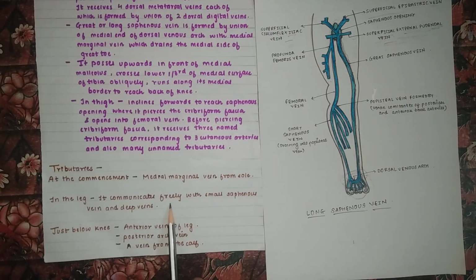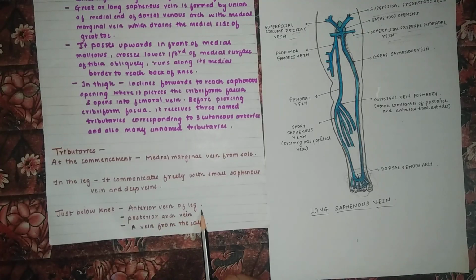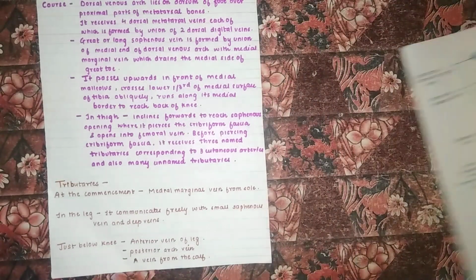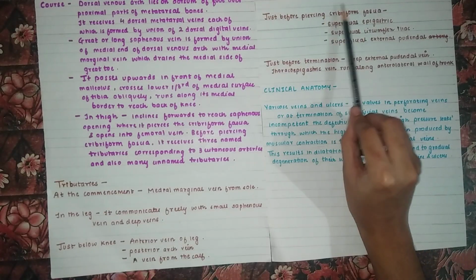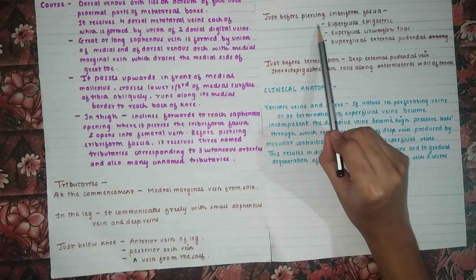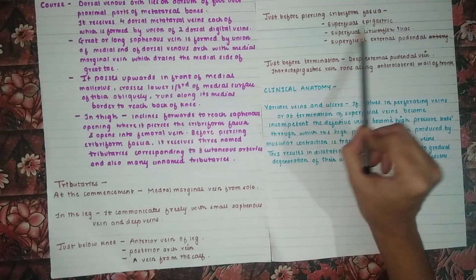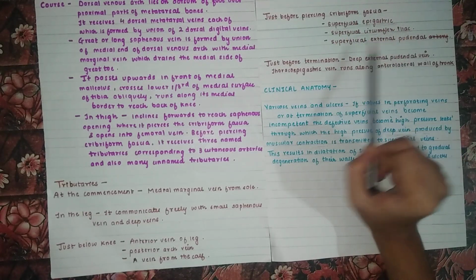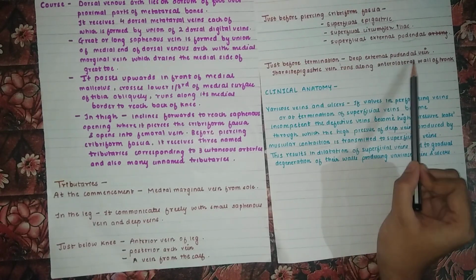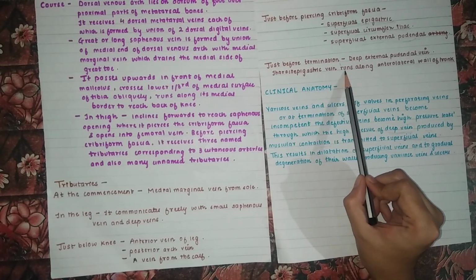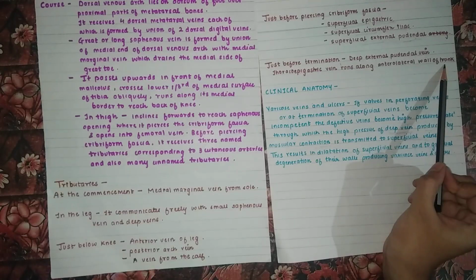Its tributaries: at the commencement, medial marginal vein from the sole. In the leg, it communicates freely with the small saphenous vein and deep veins. Just below the knee, anterior vein of leg, posterior arch vein and a vein from the calf. In the thigh, there is accessory saphenous vein, anterior cutaneous vein of thigh, and just before piercing the cribriform fascia, superficial epigastric, superficial circumflex iliac and superficial external pudendal. Just before the termination, deep external pudendal vein; thoracoepigastric vein runs along the anterolateral wall of trunk.